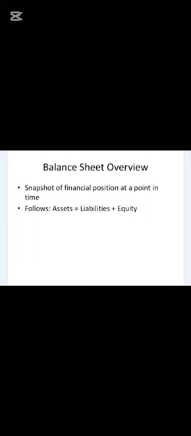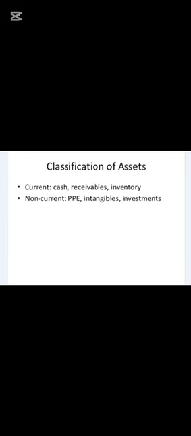Like I said, we'll be treating the balance sheet. So what is a balance sheet? A balance sheet is one of the core financial statements used by businesses to provide a snapshot or a picture of their financial position at a specific point in time. It summarizes a company's assets, liabilities, and equity.